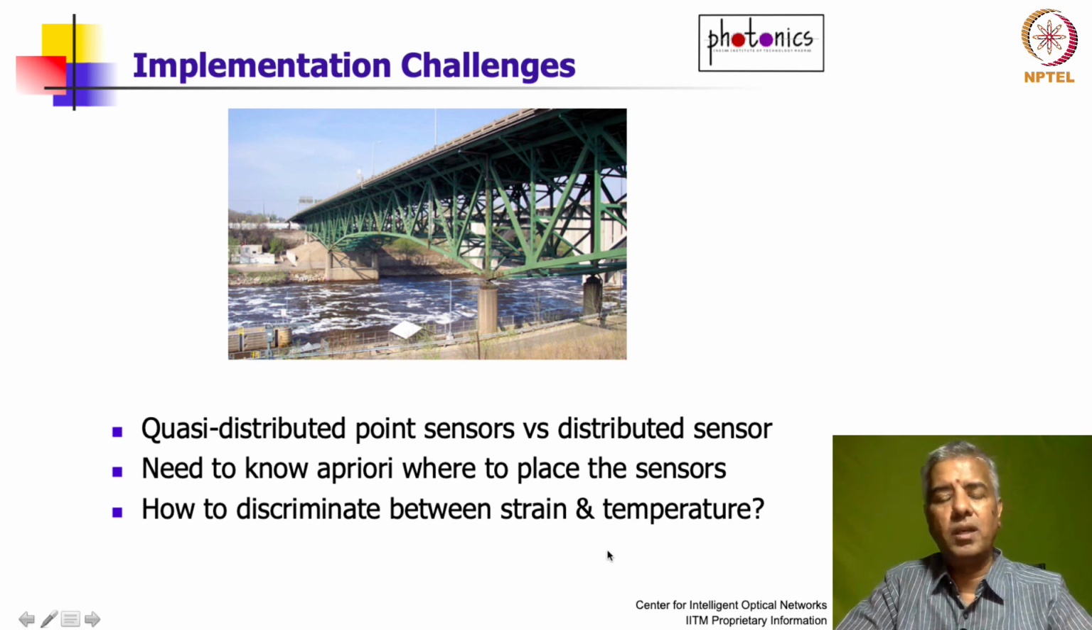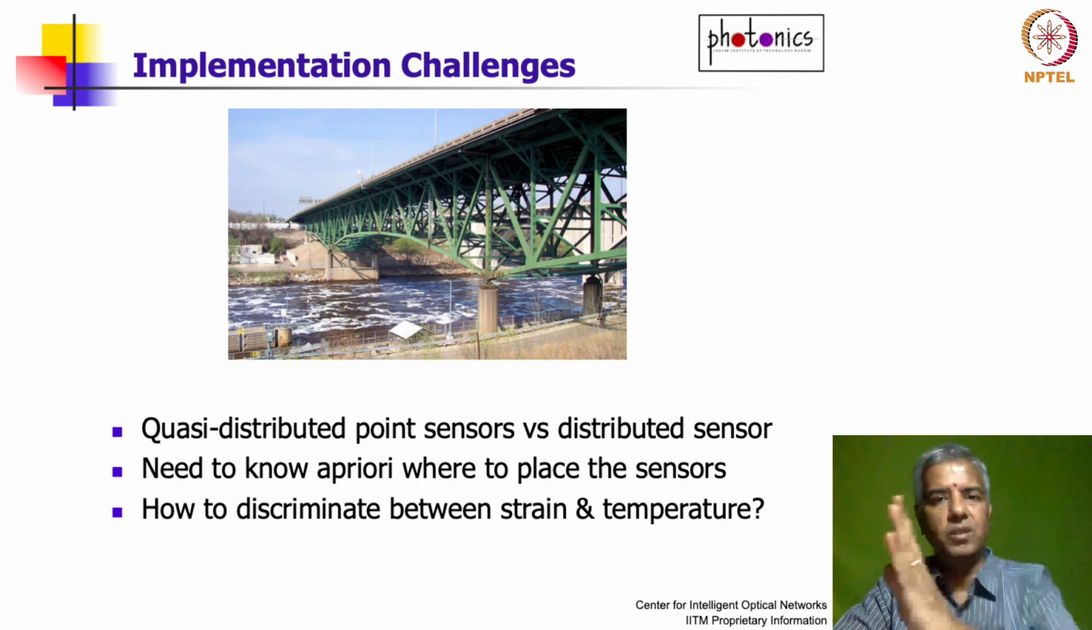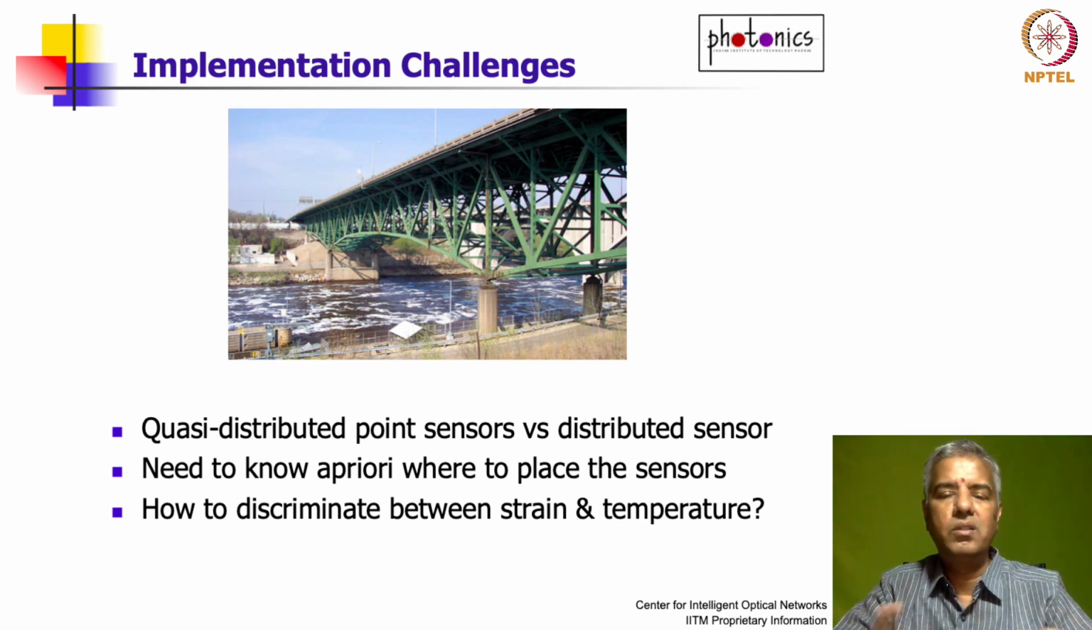Of course, some of the things that we talked about for the Brillouin sensor, for example, is that it's sensitive to both strain as well as temperature. So how do you discriminate between strain and temperature? If you see a shift in the frequency, how do you know it's only because of strain and not because of temperature? You have to come up with some ingenious methods to do that discrimination, and those are the kind of challenges that we will look at in this course, and see how to address them.